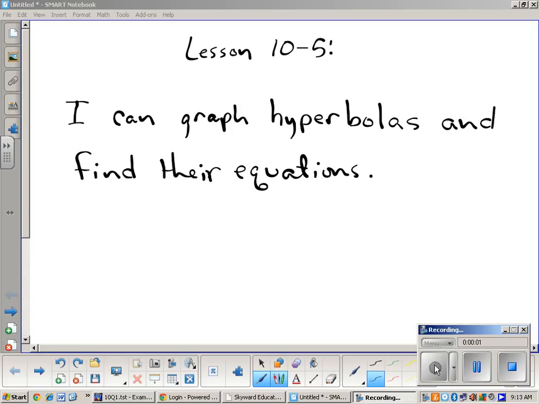Today we're going to focus on hyperbolas. We're going to learn how to graph them and how to find their equations. And we're going to focus just on the ones that are centered at the origin. Understanding that the next lesson we'll talk about how to translate them around a little bit, but very little. The focus on the test will not be on hyperbolas. Okay?